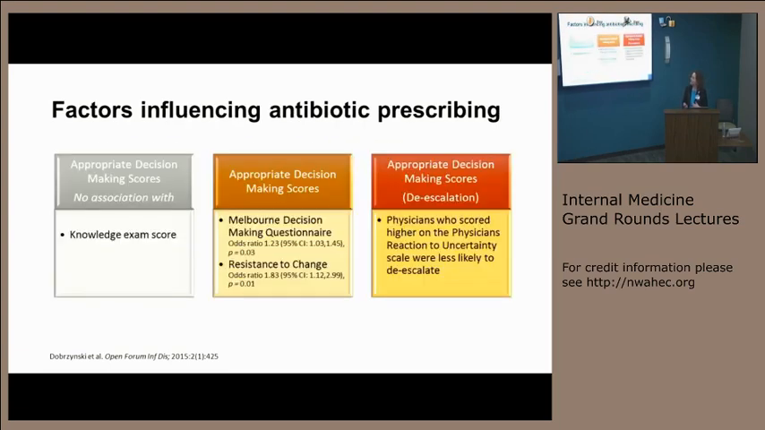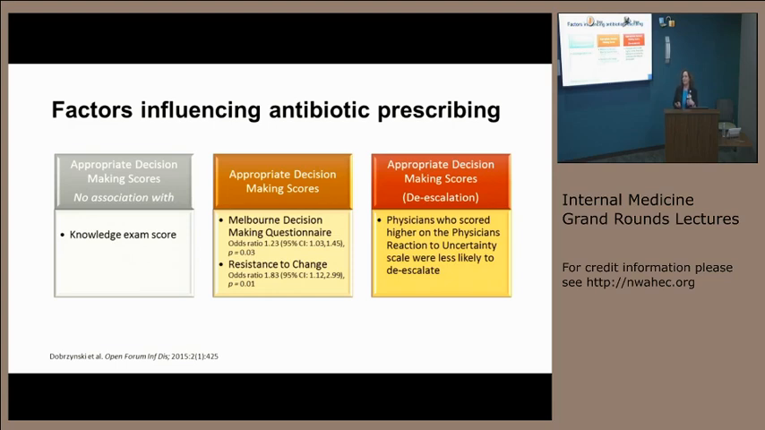And we also found there was not a correlation between their appropriate decision-making score and their knowledge exam score. So that was kind of an interesting finding. We did find an association with people who had higher appropriate decision-making scores scoring higher on the vigilance aspect of the Melbourne decision-making questionnaire. So their approach to decisions was considered a vigilant approach as opposed to a more laissez-faire or procrastinating avoidance approach. So people who are comfortable making decisions and really want to think through things seem to make better antibiotic decisions.